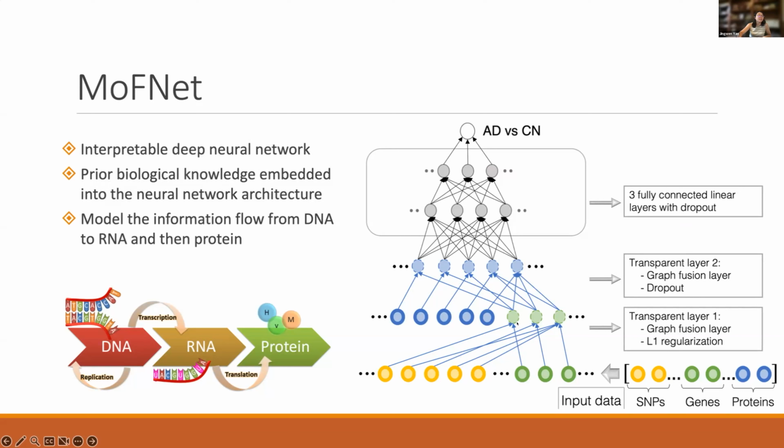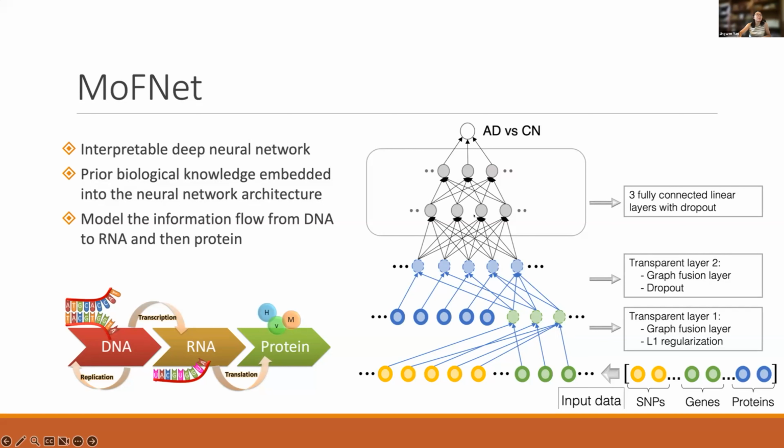The SNPs are connected to the genes if they are located upstream of that gene. So in the first transparent layer, it tries to learn the information flow from the DNA to RNA, which is the gene nodes over here. Similarly for the second transparent layer, these connections are based on whether this gene encodes a protein that interacts with this protein. These links are all from this prior network. So in this layer, we learn the information flow from the genes to the proteins.